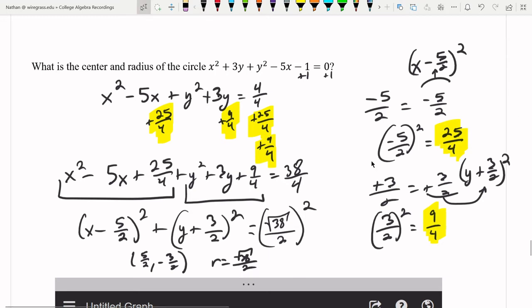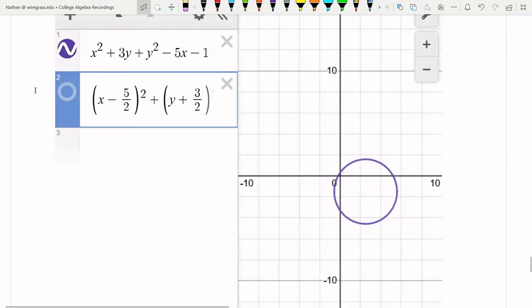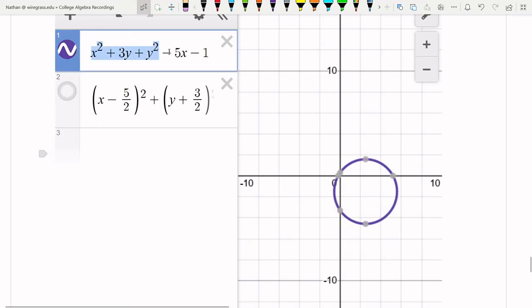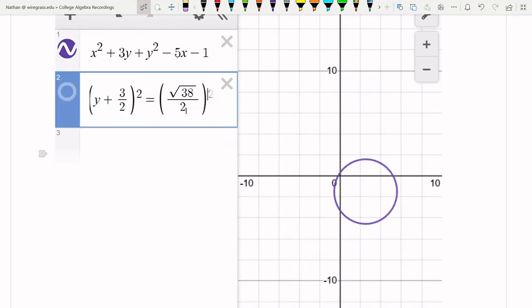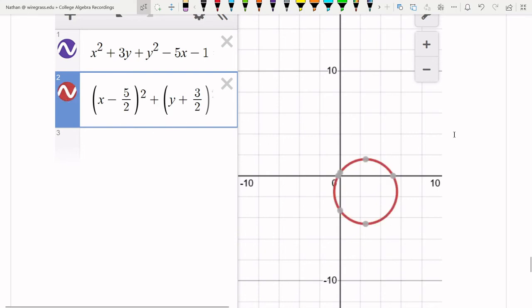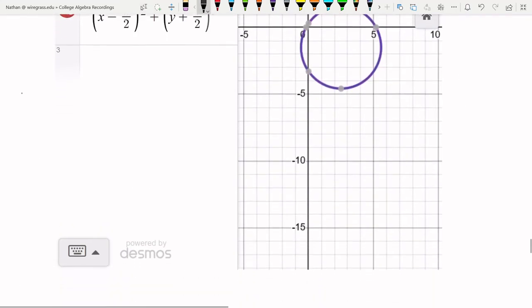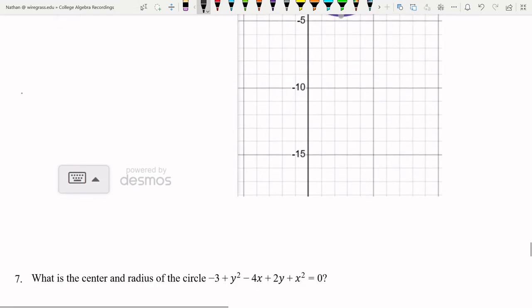All right, let's graph this. Here I have the first equation graphed in purple. And if I graph the equation that we found, which has this radius here, you can see it is the same circle overlaid on each other. So we did it correctly. Give it a try in number 7.